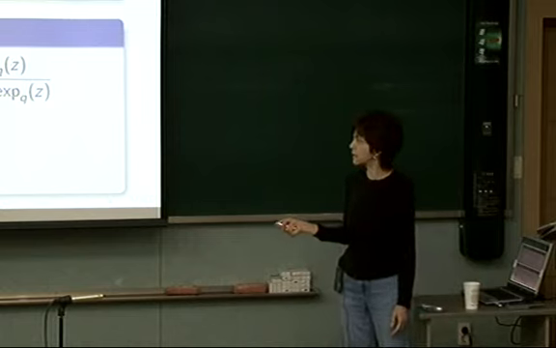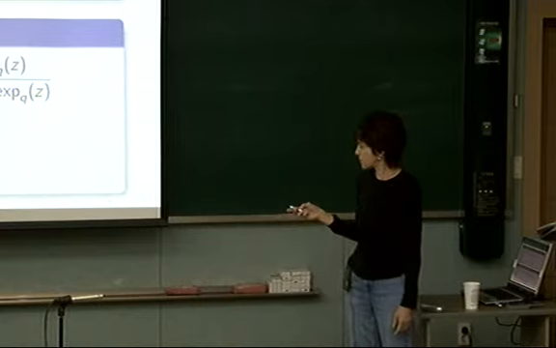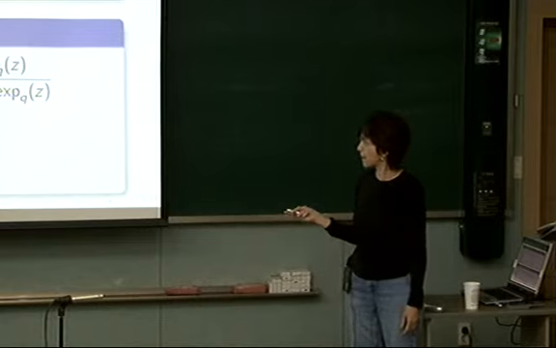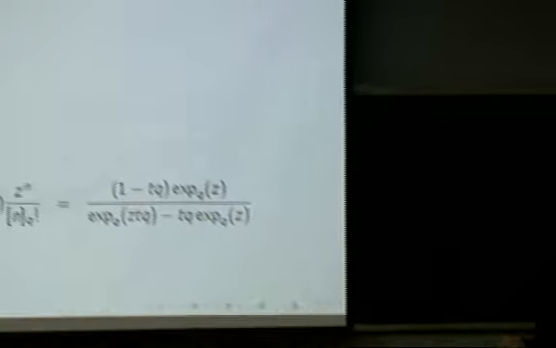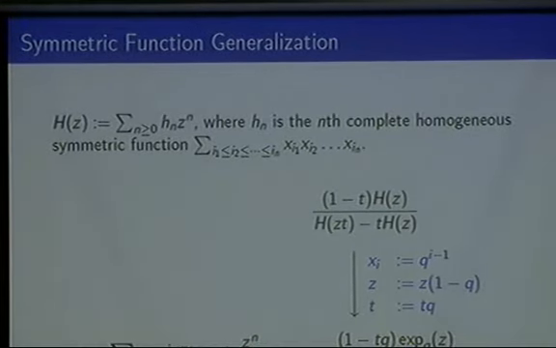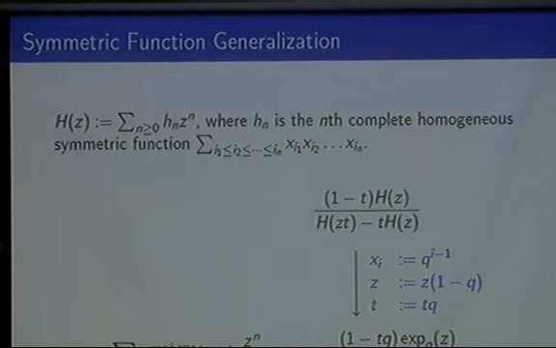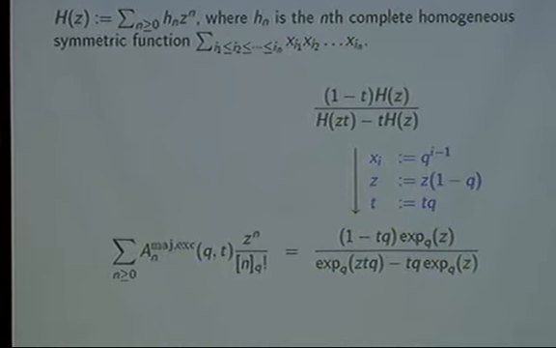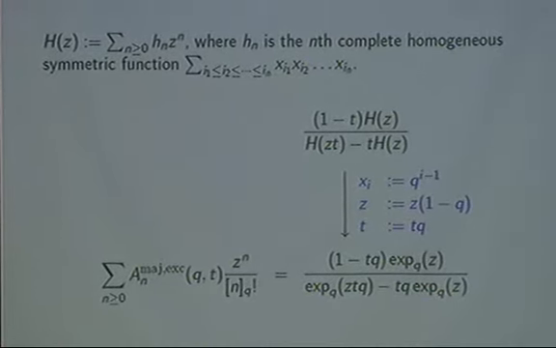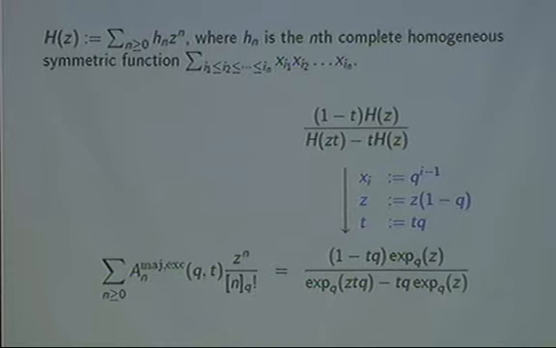So it took us about a year to prove this. So let me talk about how we proved it. What we did is we generalized it to a symmetric function identity. So the right-hand side is a specialization of this symmetric function. H of z is the sum of the complete homogeneous symmetric functions, this. And we look at this quotient, and when we specialize by replacing x_i by q to the i minus 1, z by that, and t by that, we get this expression.